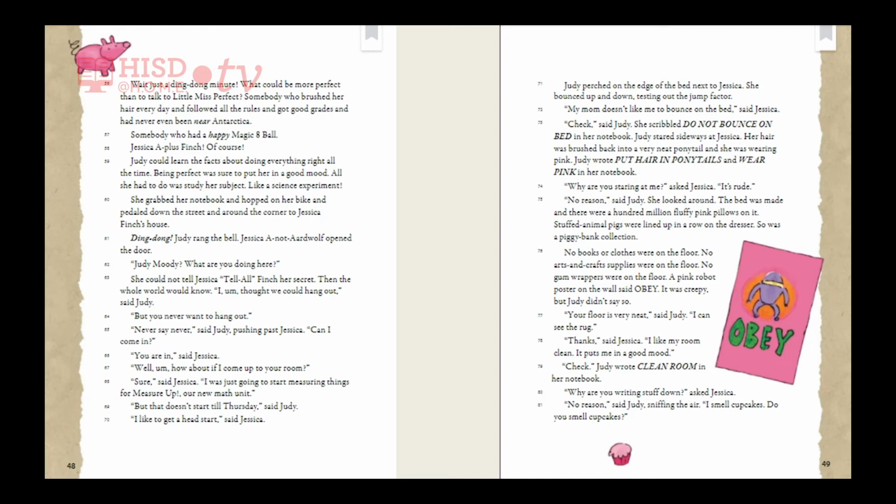"Your floor is very neat," said Judy. "I can see the rug." "Thanks," said Jessica. "I like my room clean. It puts me in a good mood." "Check." Judy wrote, "clean room," in her notebook. "Why are you writing stuff down?" asked Jessica. "No reason," said Judy, sniffing the air. "I smell cupcakes. Do you smell cupcakes?"